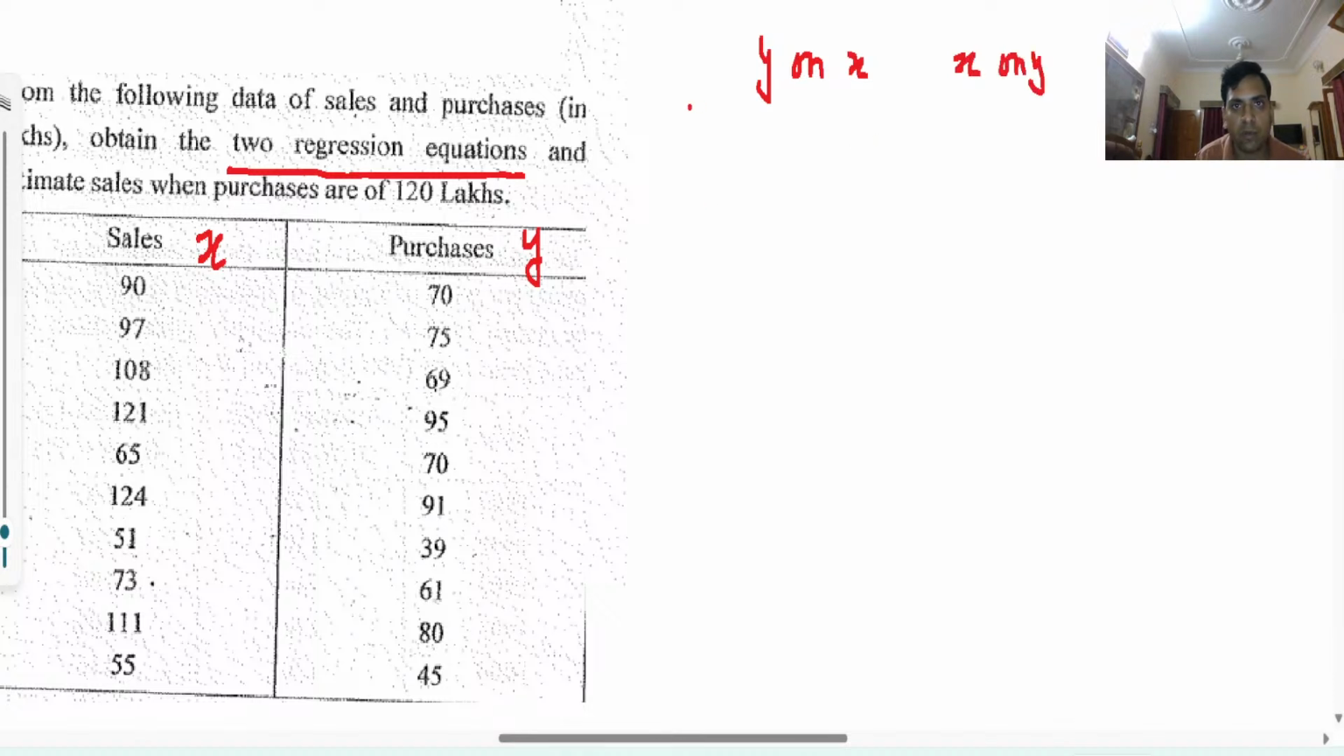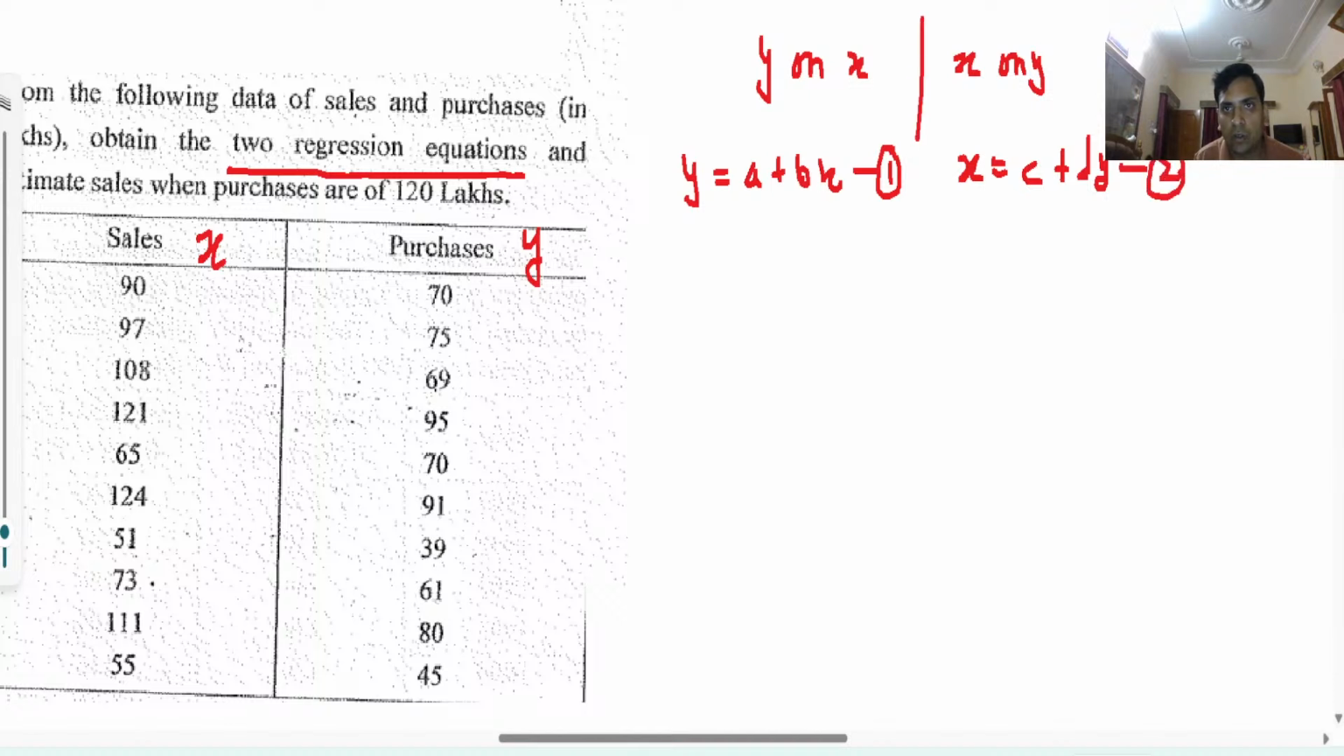And I taught the concept of the least square method. In the least square method, the first line is in the form of Y is equal to A plus Bx, and the second is in the form of X is equal to C plus dy. This is considered equation number 1 and this is equation number 2. To find these two equations, we first need to write the normal equations, in both cases.